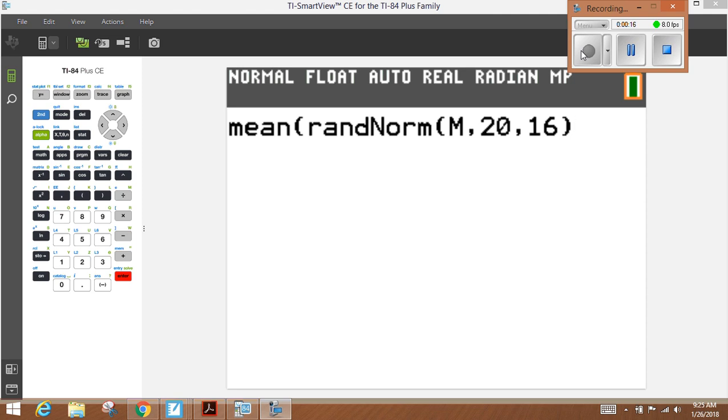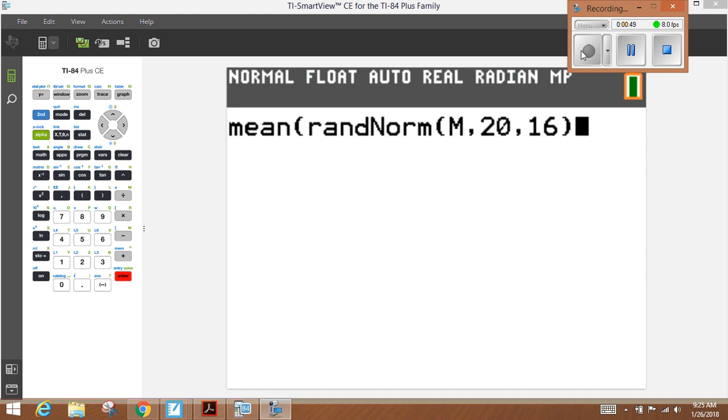is, first of all, this randNorm(m, 20, 16) is telling me to take 16 observations from a normal distribution that has a mean of m, whatever variable I stored in here for m, and a standard deviation of 20, okay? And it's going to find the mean of those 16 numbers. So that's what this command is going to do.